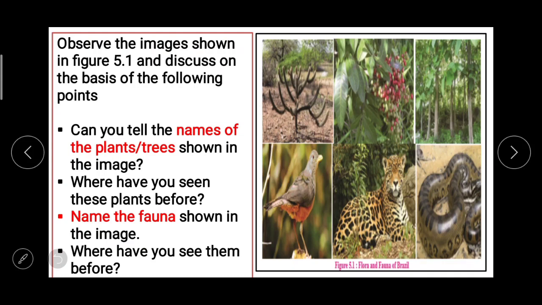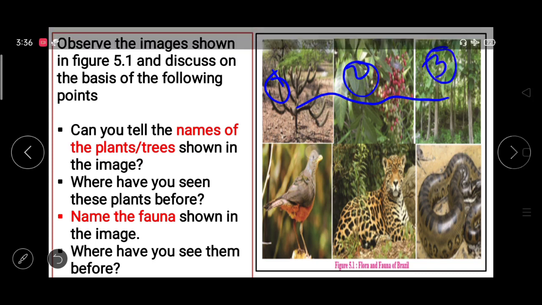This figure 5.1 is given in our textbook about the flora and fauna of Brazil, and on the basis of this figure, questions are also given. Observe the images shown in figure 5.1 and discuss on the basis of the following points. Can you tell the names of the plants or trees shown in the image? These first three images are of plants and trees. If you know the names, then you can write them there.